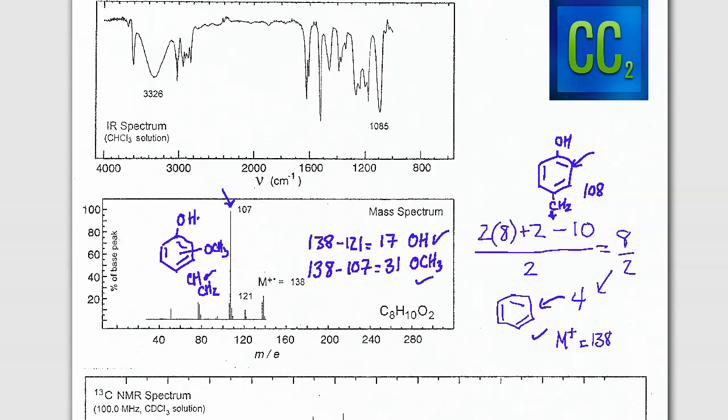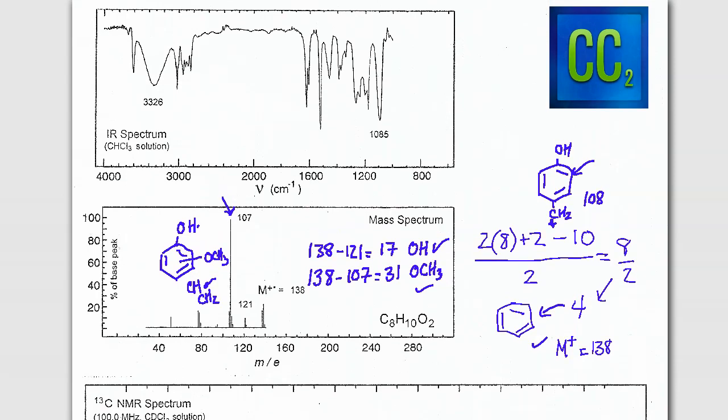Now, let's move on. So IR would be the next thing that we look at. We can clearly see that we have an alcohol confirmed by that broad rounded peak at 3,326 for the wave number. So the alcohol that was confirmed through the mass spec by the fragmentation pattern is also being further confirmed right here by the IR.